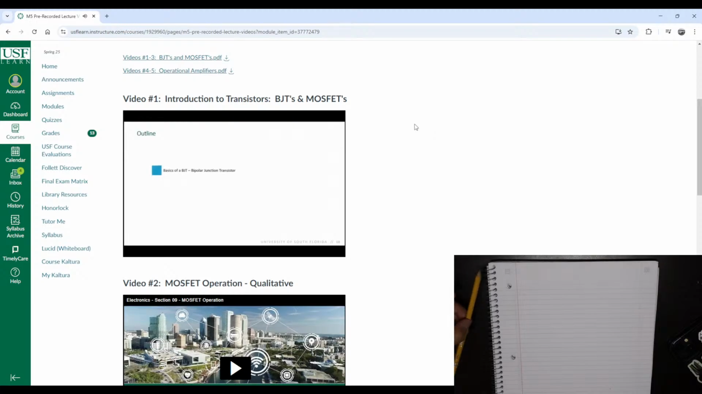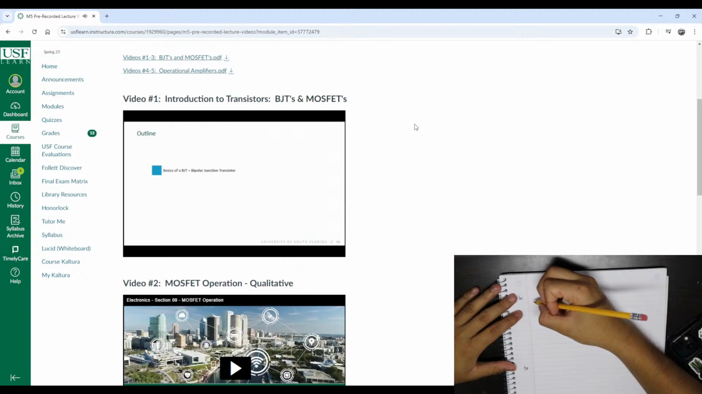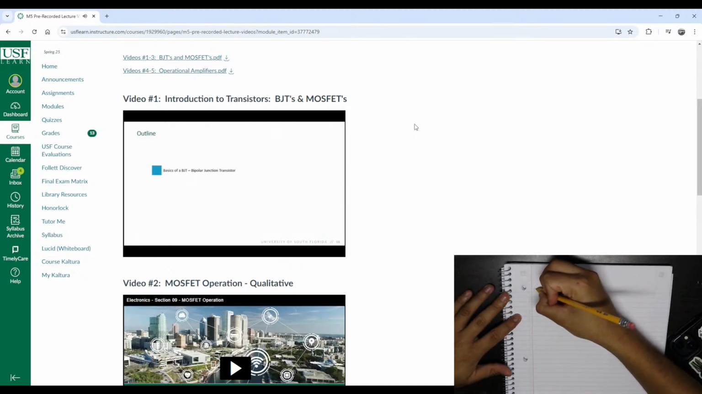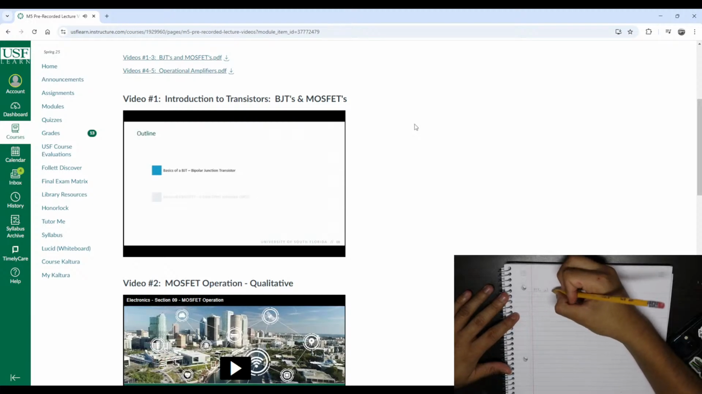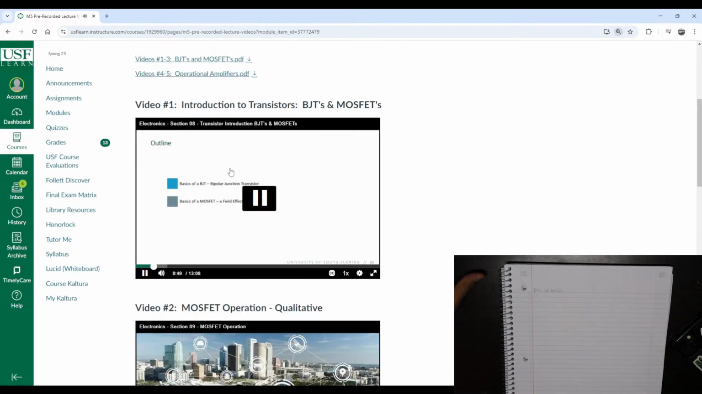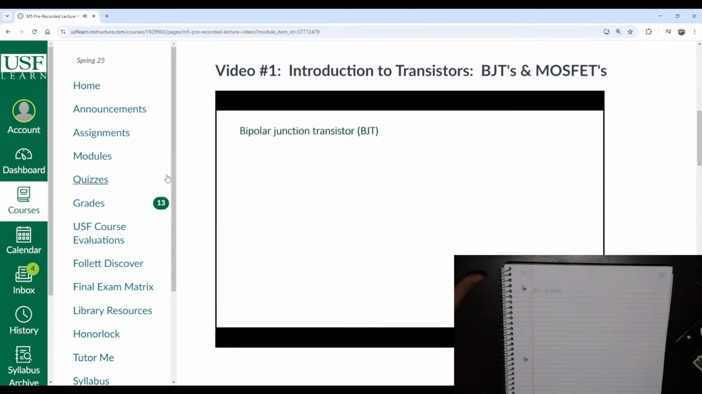So the outline of this video is simply we will describe the basic structure and say a couple of things about the operation of the BJT, also known as the bipolar junction transistor. And we will do something similar and discuss the basics of the MOSFETs, or the field effect transistor. MOS stands for metal oxide semiconductor field effect transistor. So let's get started. First, the BJT.